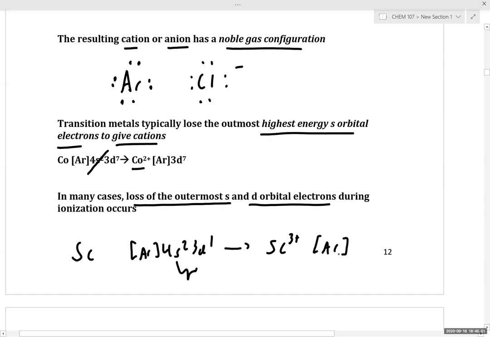Does this refresher on common ionization trends make sense?